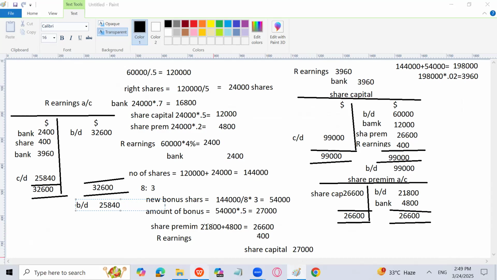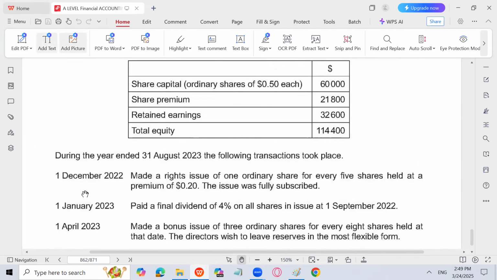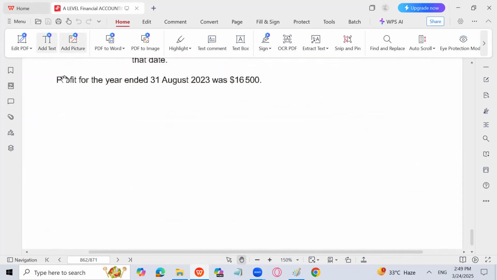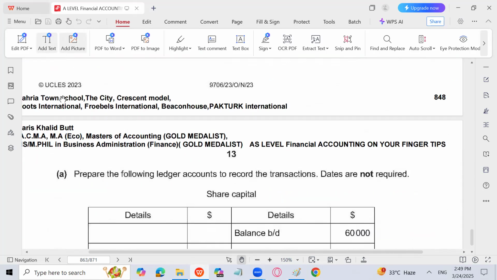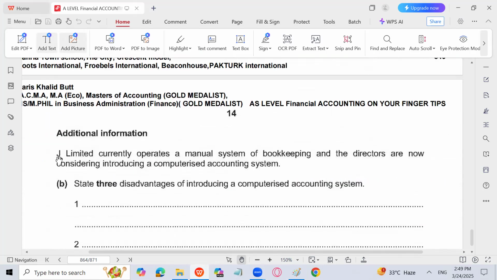So this is how I have solved the question. October, November 23 is the question, and you can solve the previous question at home. It is also available on my YouTube channel. October, November 21, 22. Share capital account and retained earnings, 9 marks, enough marks are there.